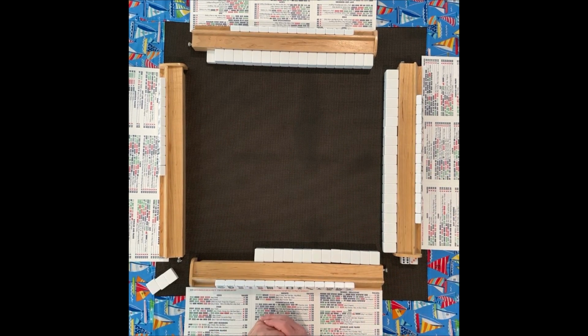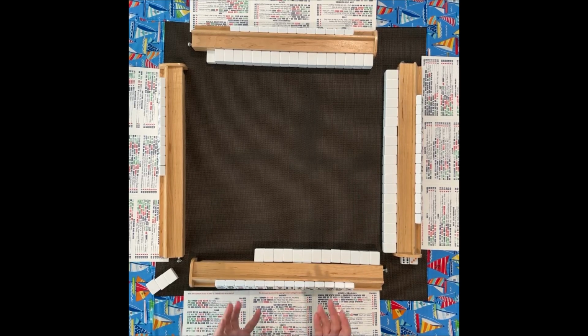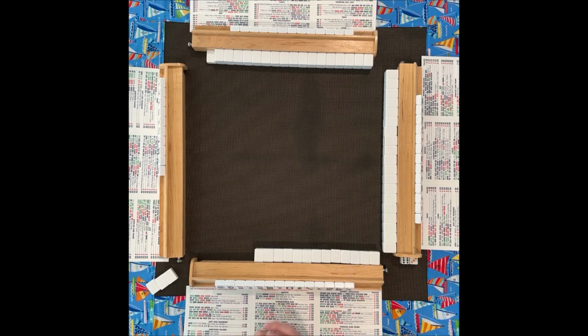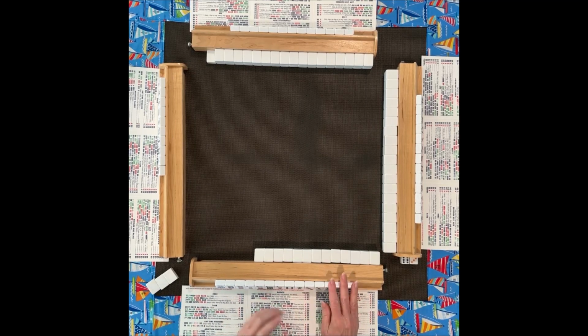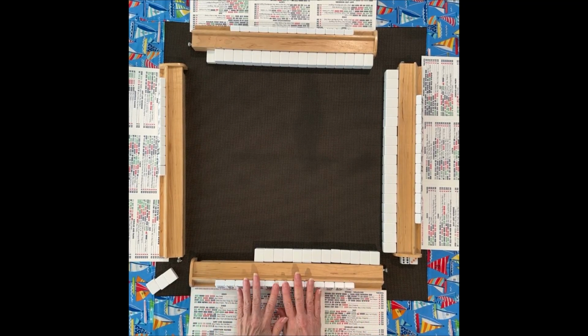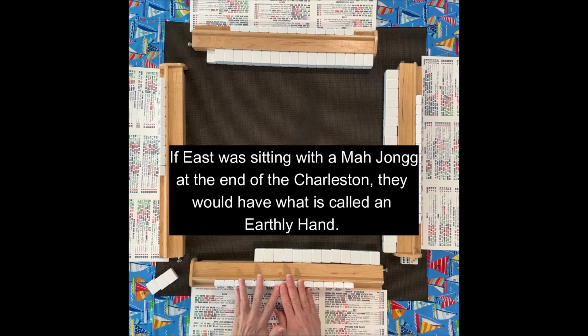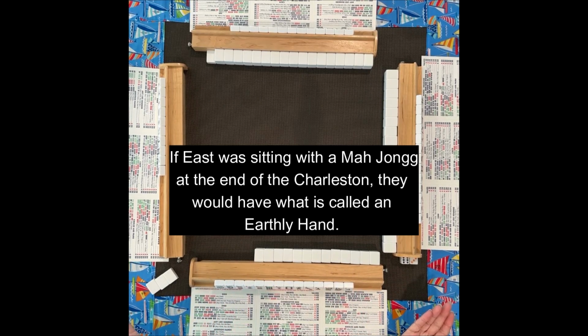Now I want to show you what would happen if I had no tiles to pass, because you can pass 0, 1, 2, or 3. But if I had no tiles to pass, that would mean that I had Mah Jongg after the Charleston. And the name for that is having an earthly hand. It doesn't happen often, but it does happen. And it's an incredible experience if you're ever able to experience it. So if I have Mah Jongg, I would have no tiles to pass.